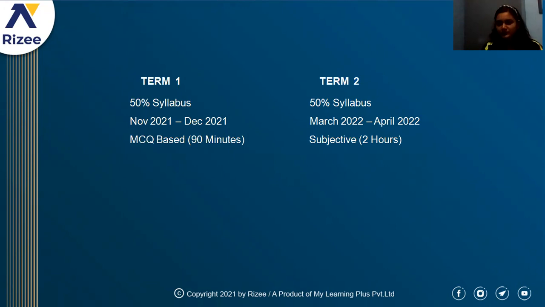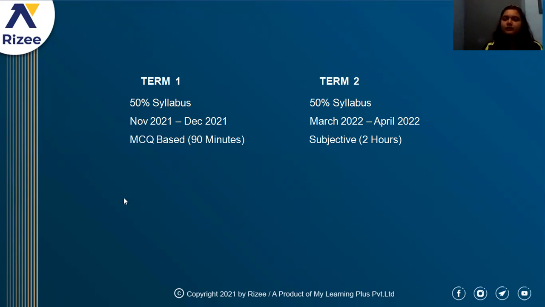Okay, तो अब आपको स्क्रीन पर दिख रहा है कि टर्म 1 और टर्म 2 एग्जाम्स कैसे कैसे होंगे. सो टर्म 1 में आपका 50% सिलेबस आएगा एंड टर्म 2 विल कवर नेक्स्ट 50%. ओके, देन टर्म 1 विल बी held in November. You can say that it will be held any time between November and December, and term 2 will be held between March and April. Then term 1 will be strictly MCQ based questions, and term 2 will be subjective.